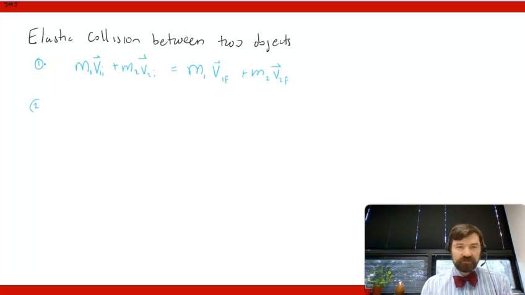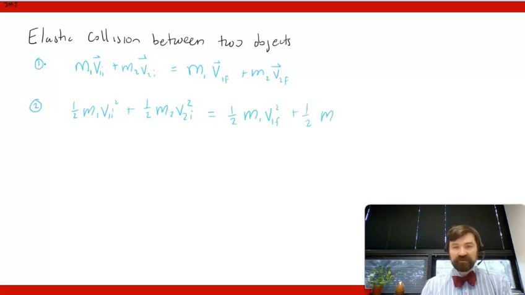Our second equation says that 1/2 times mass 1 times v1 initial squared plus 1/2 times mass 2 times v2, the initial speed of object 2 squared, should be equal to 1/2 of mass 1 times mass 1's final speed squared plus 1/2 of mass 2 times v2 final speed squared.